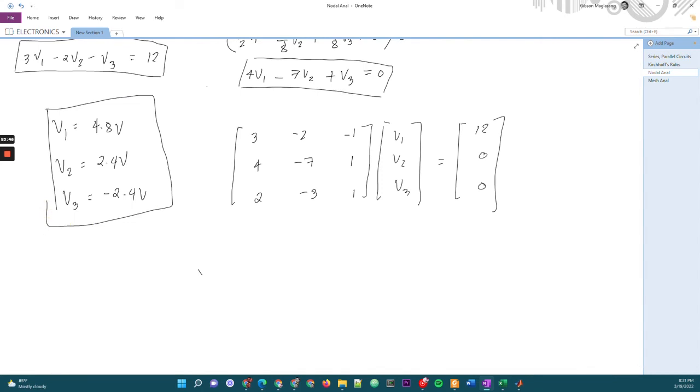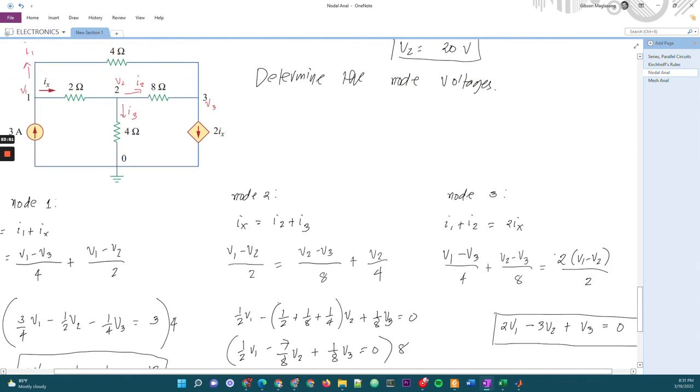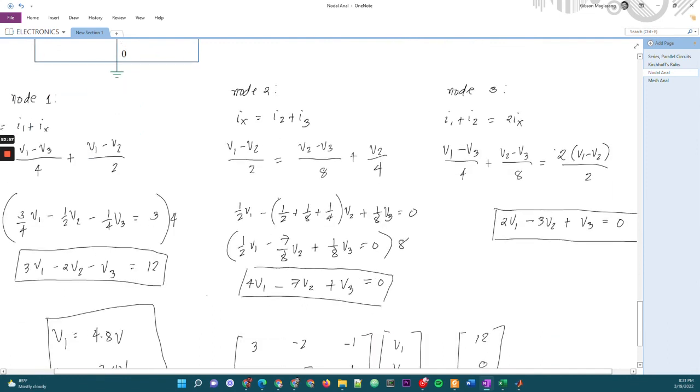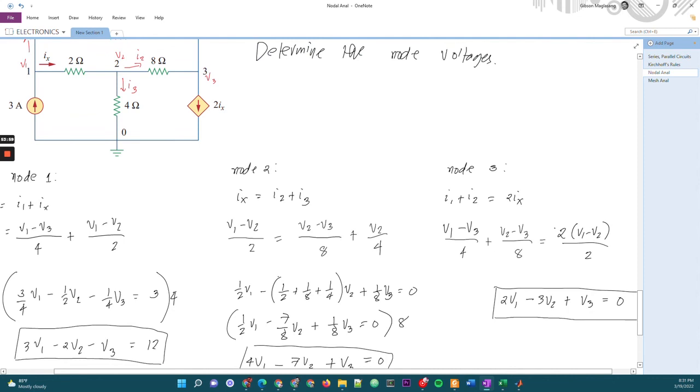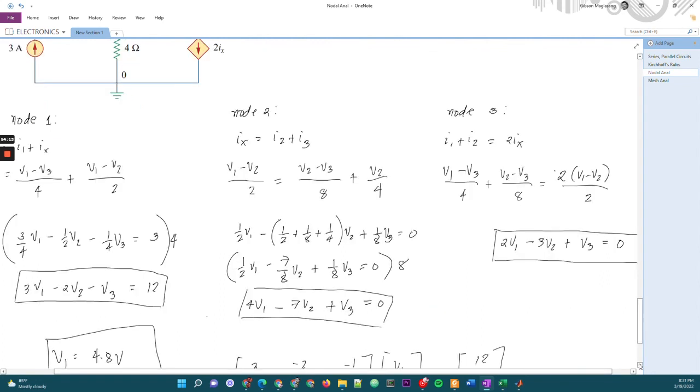So once we have determined V1, V2, and V3, automatic na ma-determine nato ang mga currents. We have I1, Ix, I2, I3, and so on. Okay, gamit lang atong Ohm's law. For Ix, we have V1 minus V2 over 2. I2 is V2 minus V3 over 8. I3 is V2 over 4. Ang I1 nato is V1 minus V3 over 4. Okay, so na-solve na nato sila.